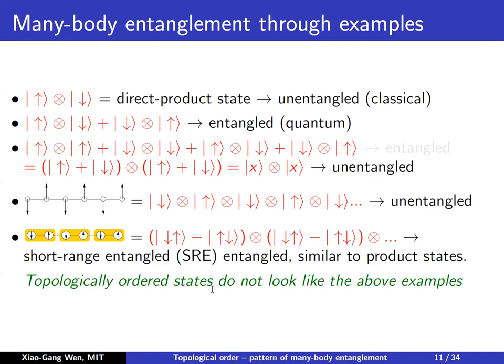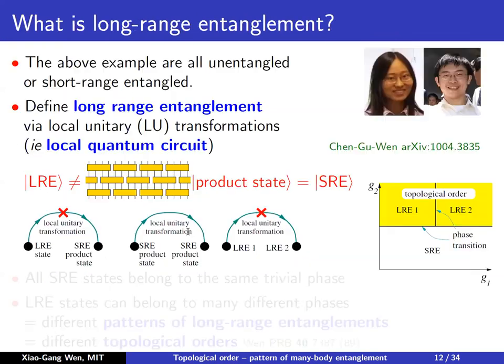So what is long-range entanglement? I can say, oh, it does not look like this. But what is it? So there's an issue. What is long-range entanglement? The way to understand long-range entanglement is using the notion of short-range entanglement. Basically, a short-range entangled state is very similar to a product state. But what do you mean by similar to product states? How do we make precise what similar means?